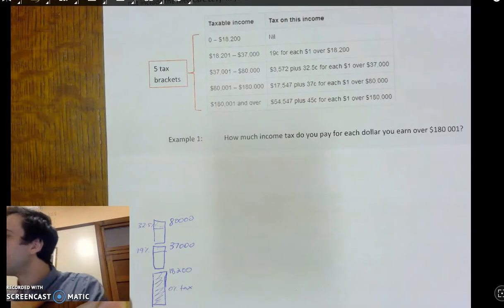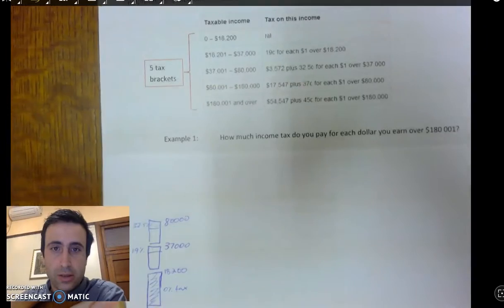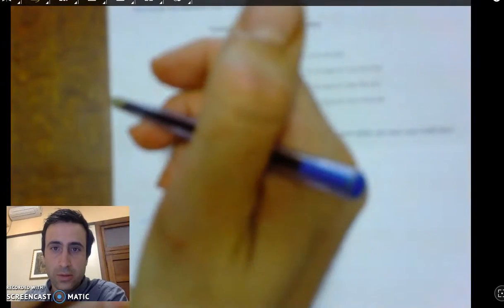Struggling. Let's see if I can change the focus. Oh, still auto focusing.